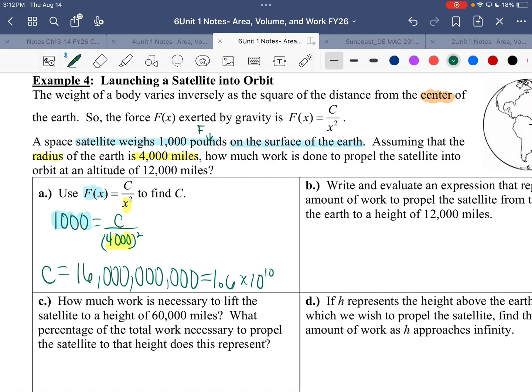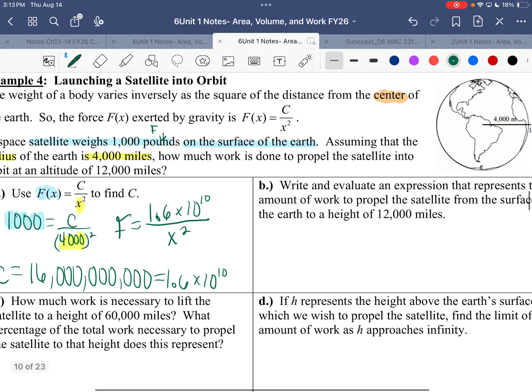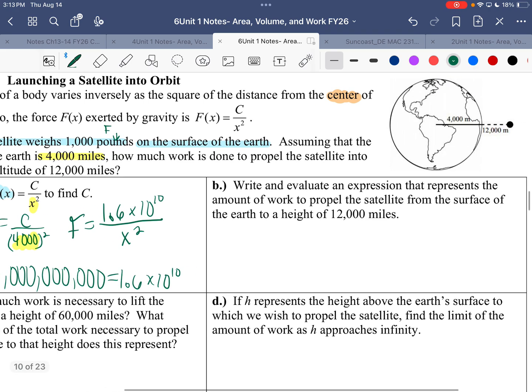1.6 times 10 to the 10. So our force equation is 1.6 times 10 to the 10 over x squared. This is the force equation for this specific satellite. So every single part of this question, if we're doing work, we're going to be integrating that equation every single time. It's not changing, because this satellite weighs that much on the surface of the Earth.